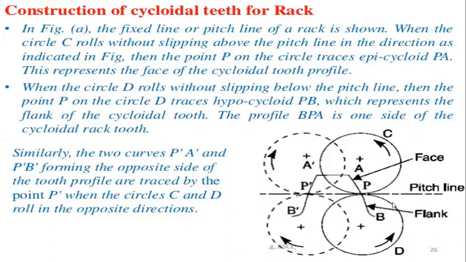So you can see the figure. Then similarly, the two curves are going to be taken from the opposite end, that is the opposite side of the element. So we are taking it as P dash A dash and P dash B dash. These are the two curves here. First one is the P dash A dash. Second one is the P dash B dash line, which forms the opposite side of the tooth profile, traced by the point P dash when the circles C and D roll in the opposite direction. So this has to be rolled in the opposite directions.